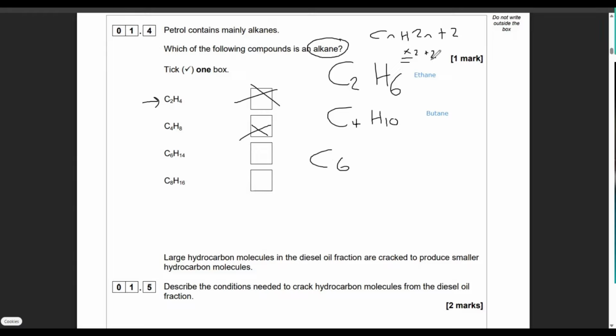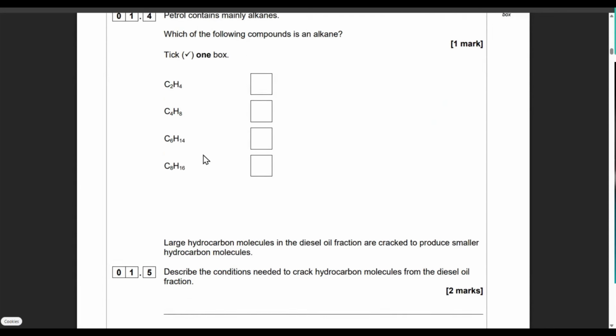It's an alkane. Let's look at the third one. The third one is C6H14. And if you go times 2, 12, plus 2 is 14. Hexane, that's correct. And so that one is an alkane because if you take the carbons and you times 2, add 2, you get the correct amount of hydrogens in an alkane. You can see the one at the bottom.